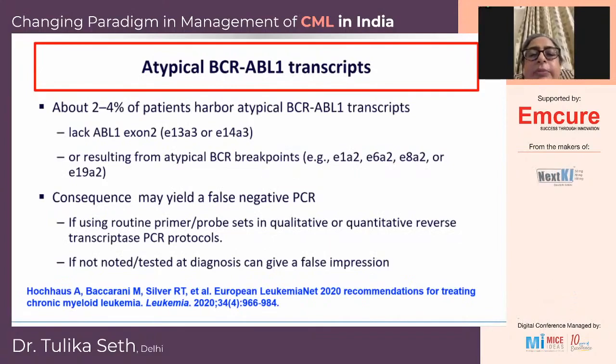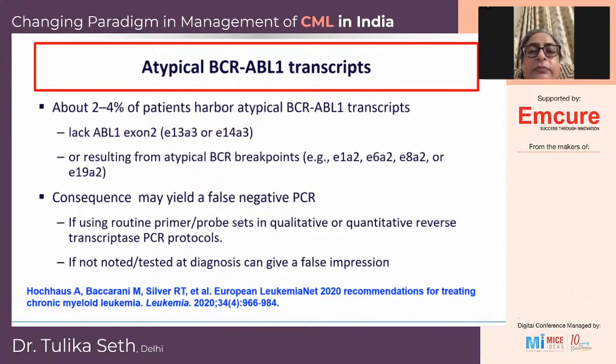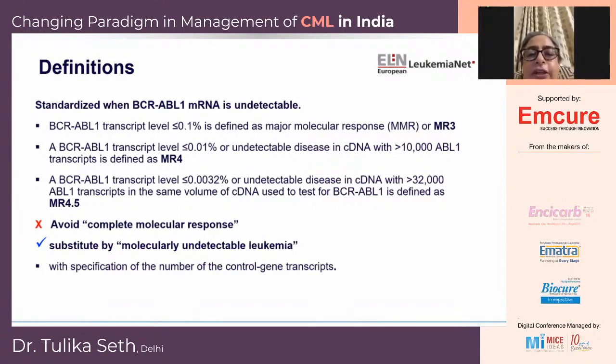The atypical PCR-able transcripts have been identified as a major impediment to identifying the response to patients. So it's important to make sure that your patient is not one of the 2 to 4% who has an atypical PCR-able transcript at the baseline. Next. The definitions have been clarified of MR4, MR4.5 and MR3, and they've said to avoid the term complete molecular response and instead go to molecularly undetectable leukemia. Next.